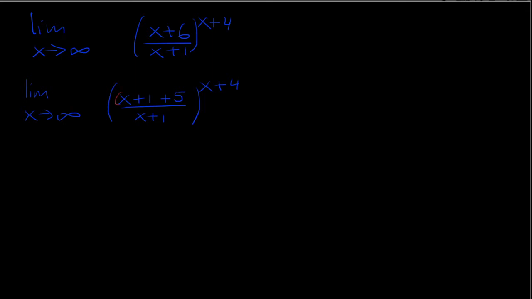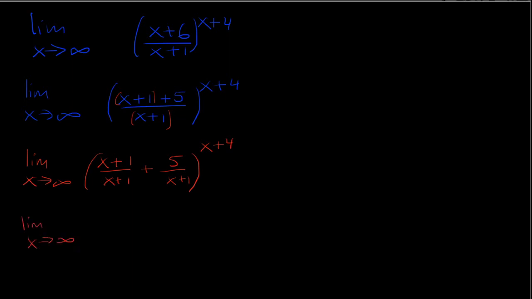Notice that we have x plus 1 here in the numerator and the denominator. So I'm going to break that up. So I'm going to have limit x approaches infinity, (x plus 1 over x plus 1 plus 5 over x plus 1), raised to the x plus 4 power. The x plus 1 over x plus 1 is going to turn into 1. So that's 1 plus 5 over x plus 1. And that's going to be raised to the x plus 4 power.